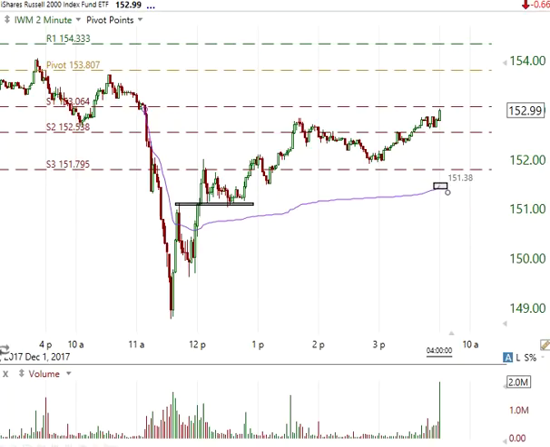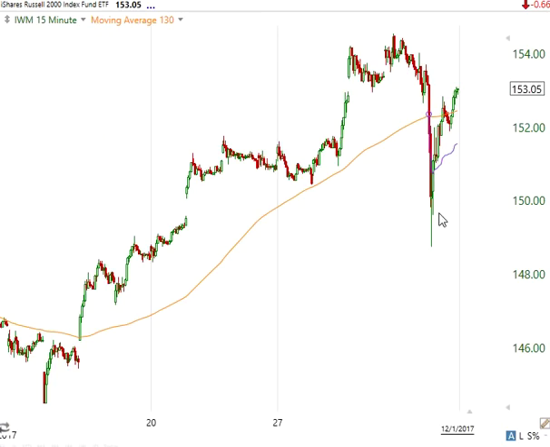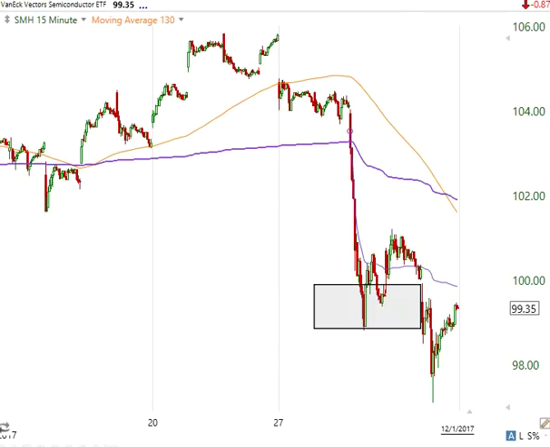The average price since that event was 151.30. Here we are at 153. So $1.70 higher basically says that's not significant. It was an emotional pullback within a primary uptrend.